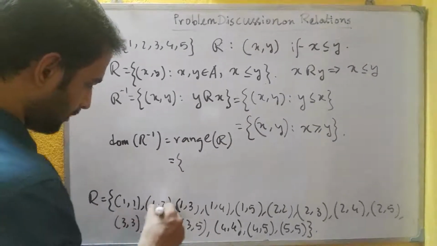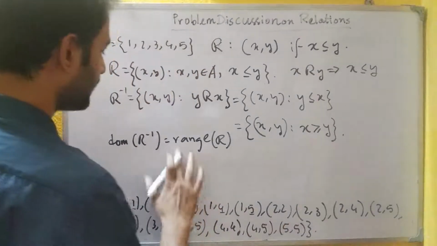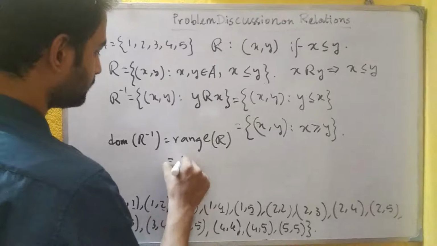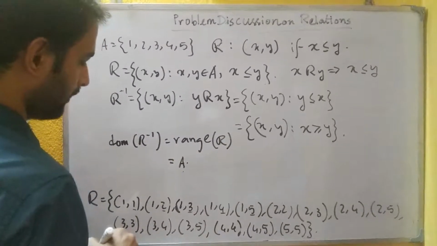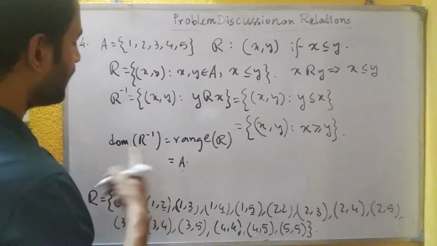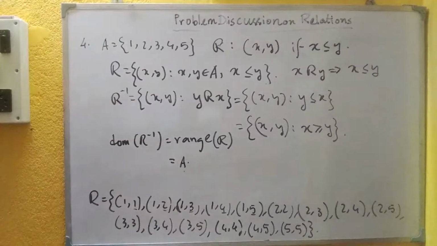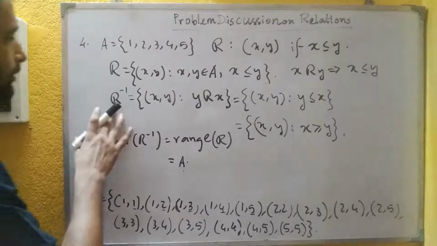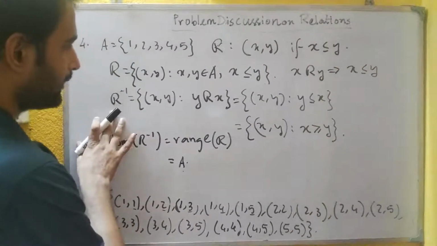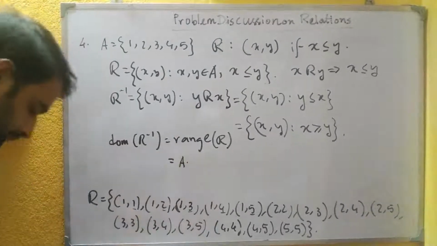So let me write the range. See, in the range all the elements are there, so it will be the set A itself. And clearly, then the domain of R inverse will also be the set A. So just find the roster form of R inverse and the domain of R inverse, that will be A.